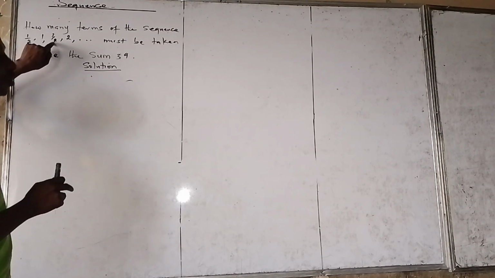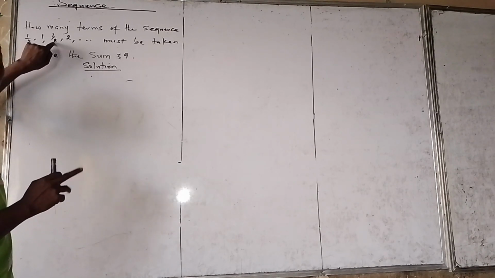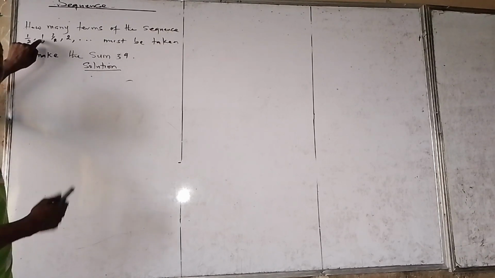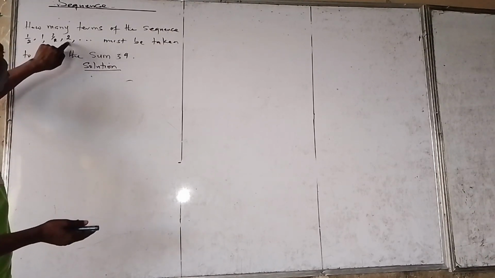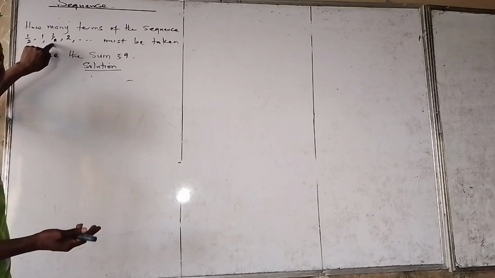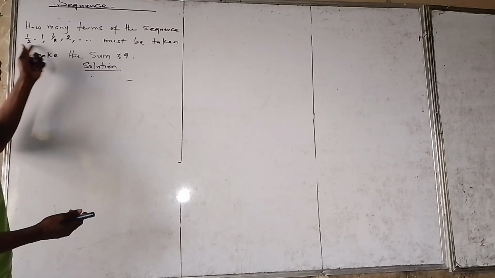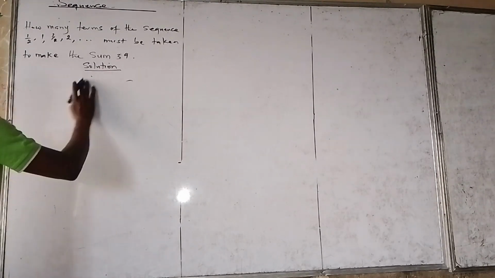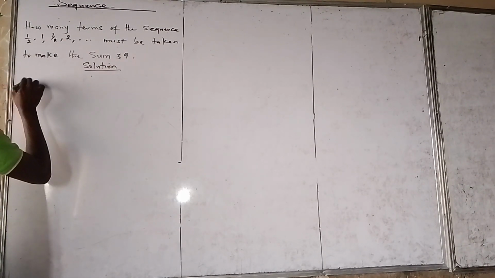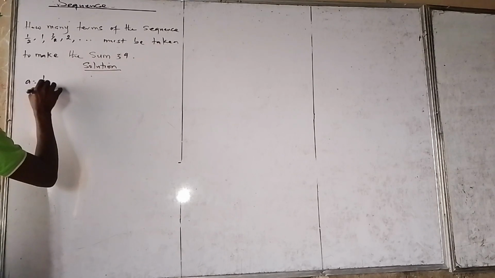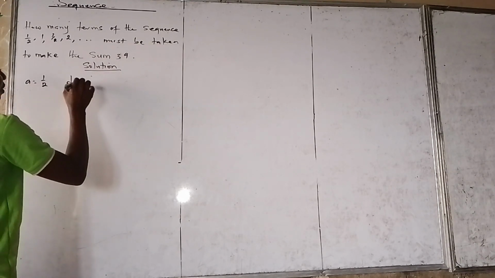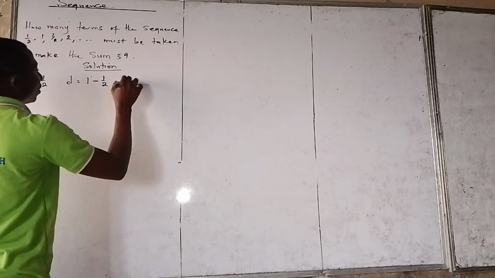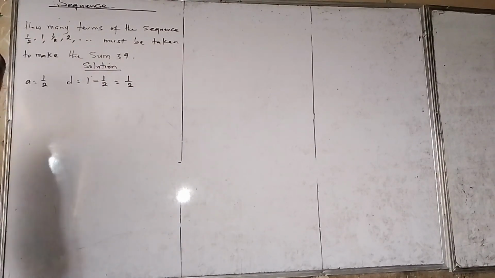Now, this is 3 over 2. 3 over 2 is the same thing as 1.5. So 1.5 minus 1, we have half. Look at this, 2 minus 1.5, we're still going to have half. So that means that this sequence is an arithmetic progression. So now I'll start by saying the first term is 1 over 2. The common difference is 1 minus 1 over 2, and that gives me 1 over 2.